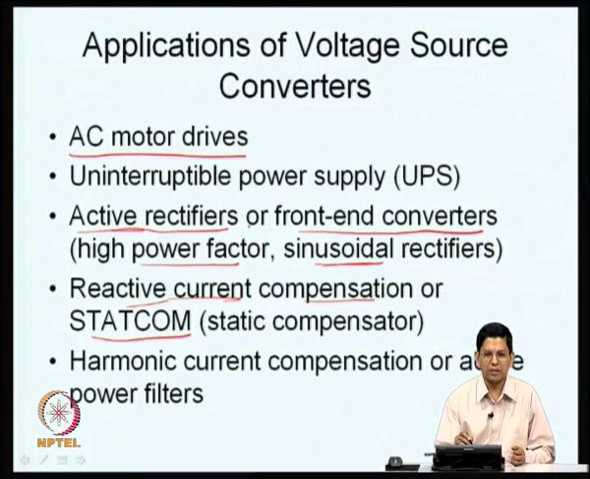So, in case of an active rectifier, what you do is you draw near sinusoidal current from the grid almost at unity power factor or very close to unity power factor. In case of reactive current compensation, what you do is you once again draw near sinusoidal current from the mains, but at a power factor which is close to 0 leading. So, that is what we try doing here now, so that a certain amount of reactive power is supplied into the mains, correct.